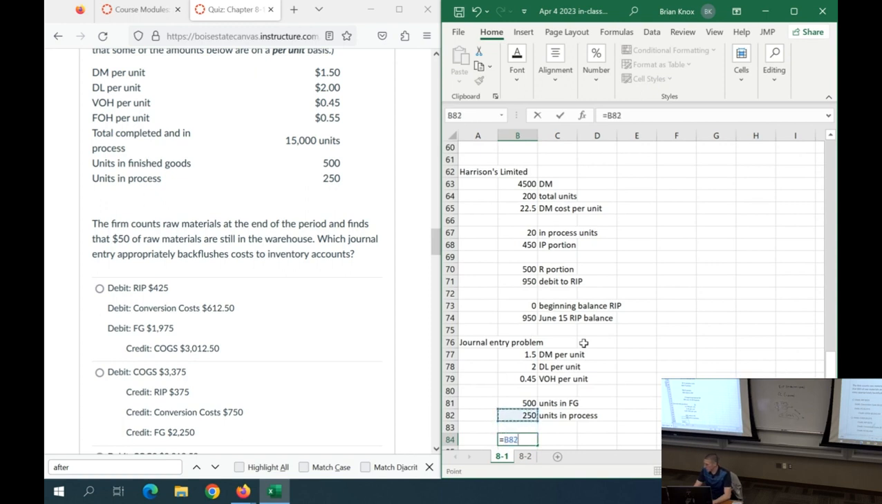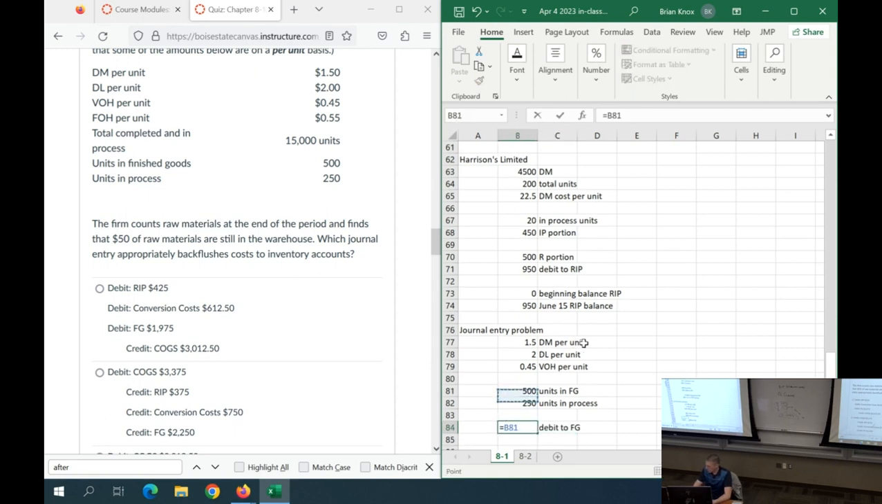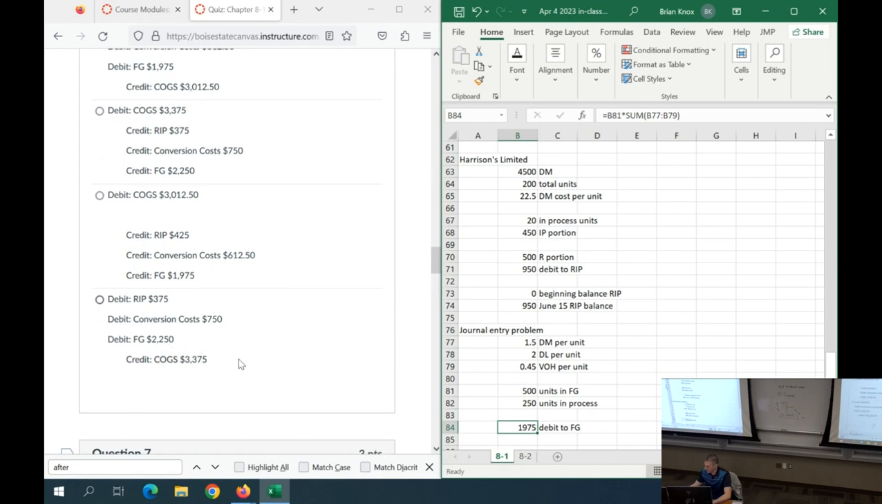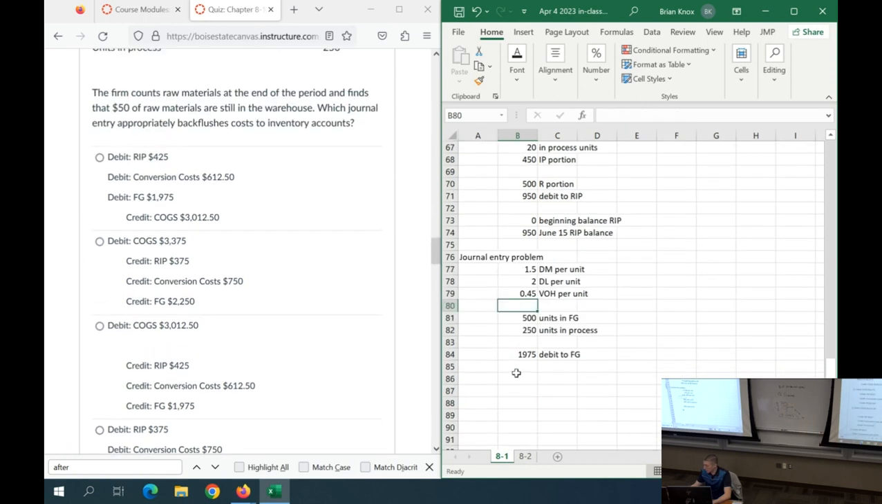So I'm going to start multiplying rates here. First of all, let's get the debit to finished goods. That's going to be the number of units in finished goods times the sum of all the rates. So it should be 1975. Looks like that's A and not D. So that's good. We could stop there. You could have stopped a while ago when you said he always tests us on that RIP portion, so it must be A. Well, we now double confirm that it's A. Let's look at another one.